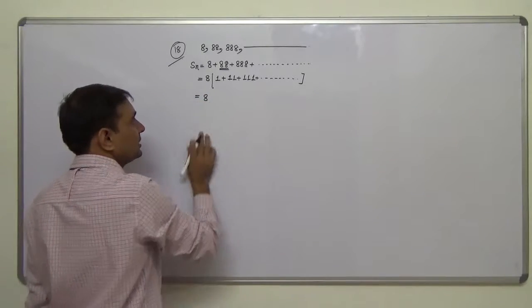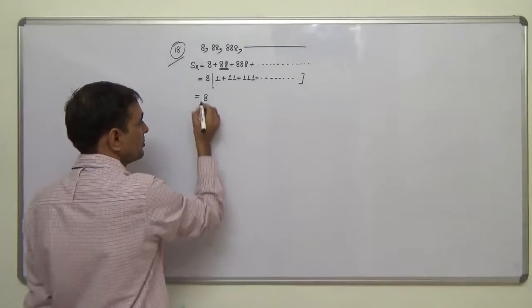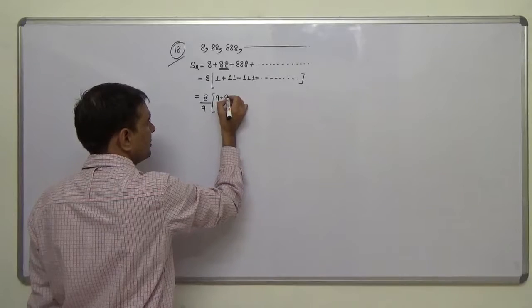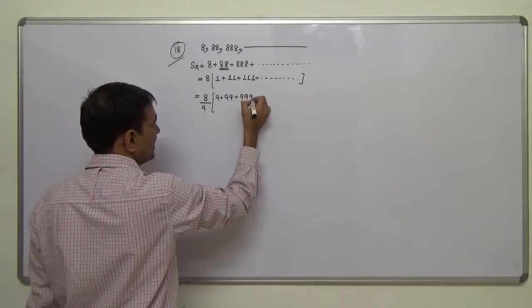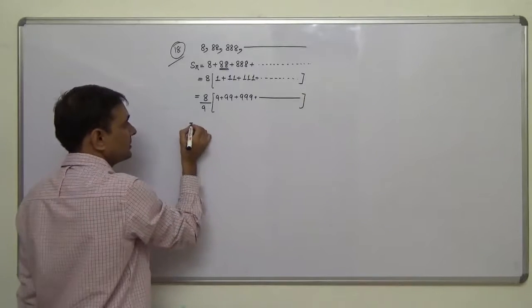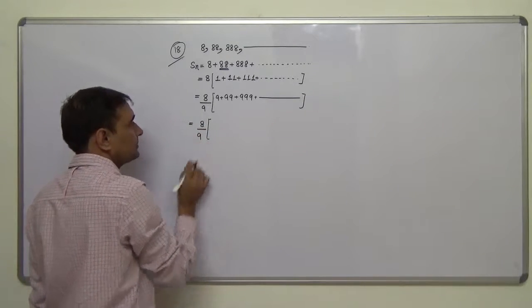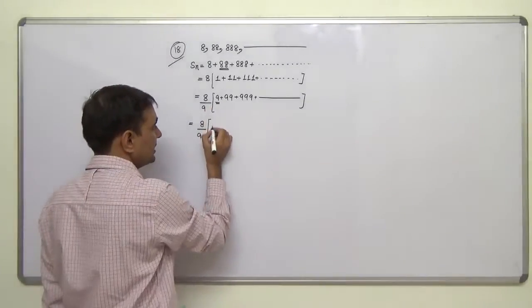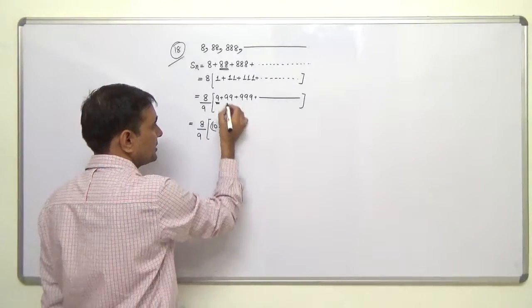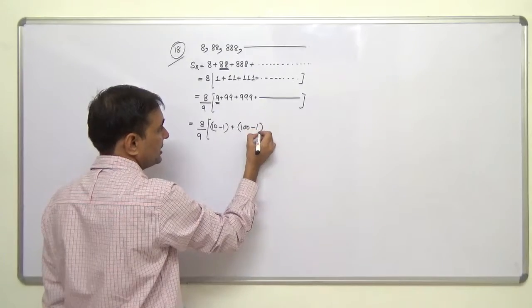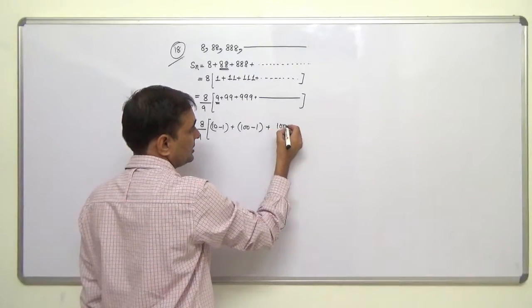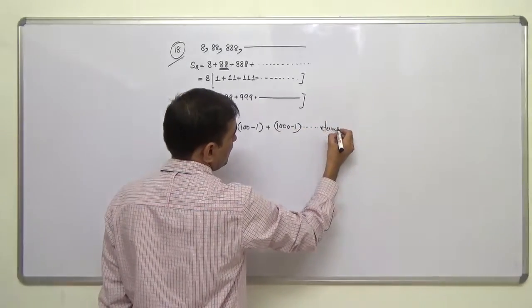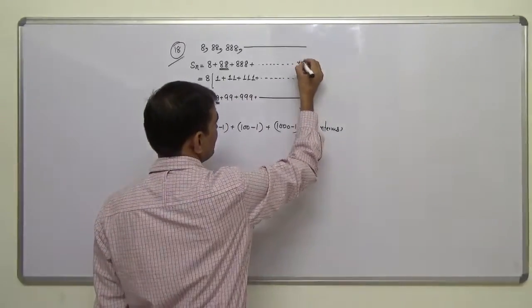This is equal to 8. अब हम इसको 9 से मल्टीप्लाई एंड डिवाइड करेंगे. सो ब्रैकेट के बाहर 9 से डिवाइड करेंगे एंड ब्रैकेट के अंदर 9 से मल्टीप्लाई, 9 प्लस 99 प्लस 999 and so on. This is equal to 8/9. अब हम इसको एक जीपी की टर्म में कन्वर्ट करेंगे. 9 को हम लिखेंगे 10 माइनस 1 प्लस 99 इज 100 माइनस 1, 999 is 1000 minus 1, up to n terms. यहाँ पर भी हमें लिखना चाहिए up to n terms.